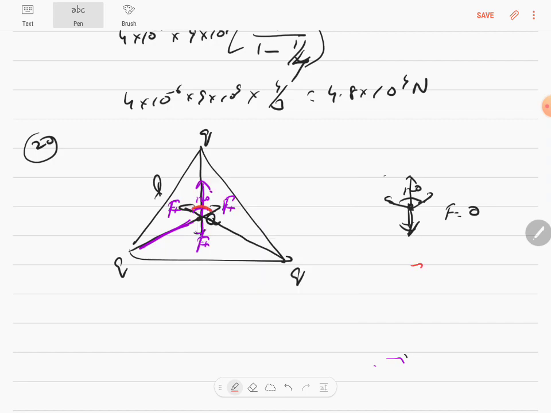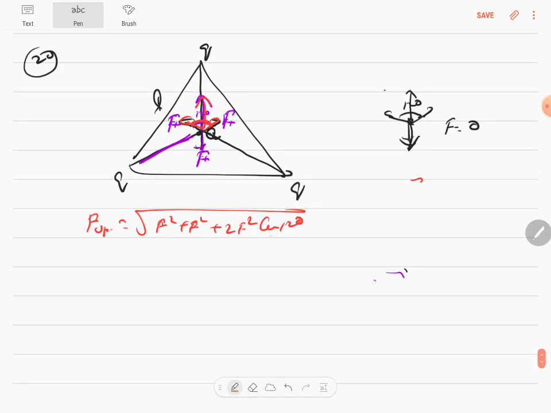So by using the parallelogram law, this is F and this is F, and the angle between them is 120. The resultant F upward is equal to root of F square plus F square plus 2F square cos 120 by the parallelogram law. Cos 120 is minus 1 by 2. So when you substitute minus 1 by 2 in the place of cos 120, 2 and 2 get cancelled. It will become minus F square, so you'll get an F. The downward force is also F only, no? Upward is F and downward is also F, so they both get cancelled, and the net force acting on it is 0.